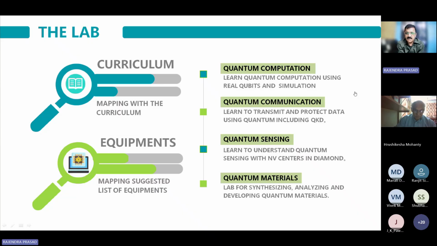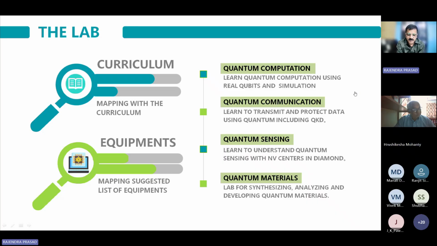Now, when you come to creating an affordable lab in any institution, university or college, computation, communication and sensing are easy to implement because these are all related to both education and practice. But quantum materials is purely research, it involves a lot of manufacturing processes. So it can mostly be covered only by theory.